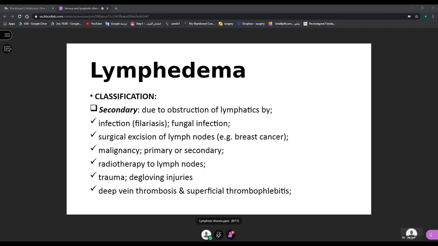Anybody knows what is the name of the organism or the parasite which causes this? Trypanosoma? Not trypanosoma, actually. What is the name of the parasite or the organism, based on your basic science knowledge? Anybody else? Filariasis. Yeah, filariasis. This is the name of the disease, yes.